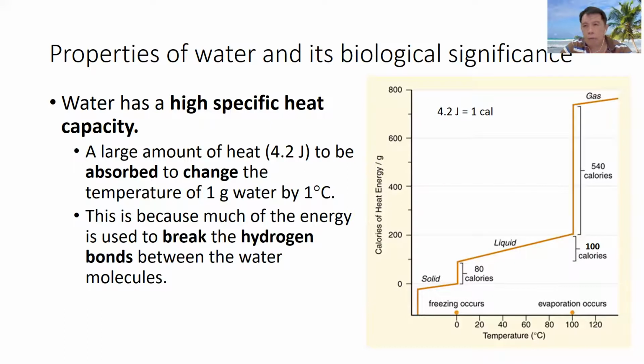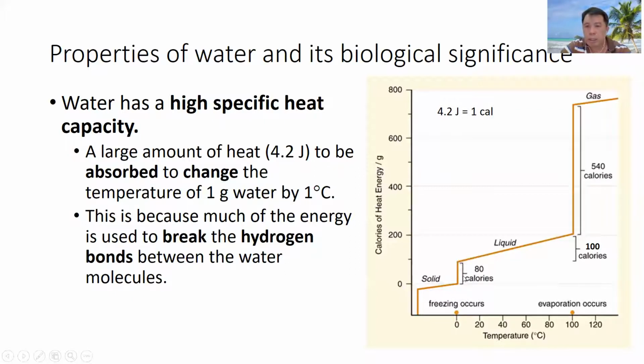Another property of water is that water has a high specific heat capacity. This is because a large amount of heat, 4.2 joules, needs to be absorbed to change the temperature of 1 gram of water by 1 degree Celsius. If you say 1 kilogram, here it is 4.2 kilojoules. So if you want to change the temperature of one gram of water by 1 degree Celsius, either to increase or decrease: if increase, 4.2 joules will be absorbed; if decrease, 4.2 joules will be released.